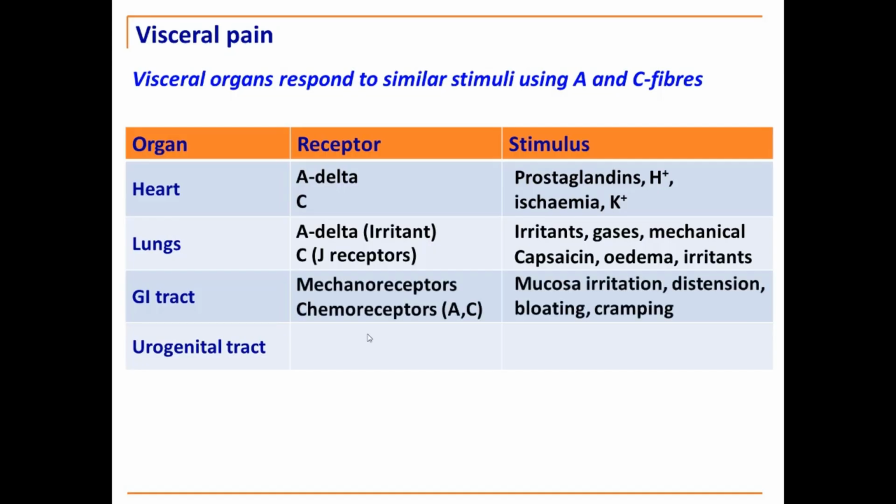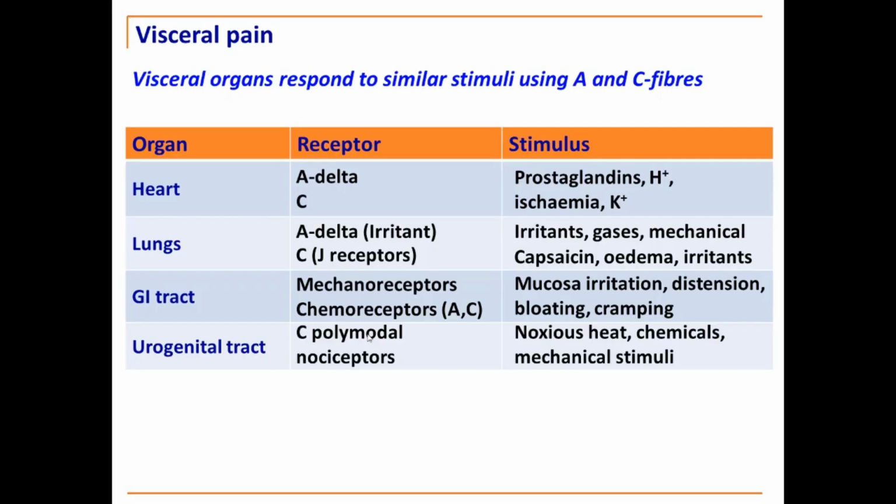Then we've got the GI tract. We've got mechanoreceptors and chemoreceptors, both A and C fibers, and they respond to things like mucosal irritation, distension, bloating, cramping, as well as powerful contractions and impact, appendicitis. There are lots and lots of things that they can respond to. The GI is interesting, and it does have rapidly adapting and slowly adapting mechanoreceptors, as well as those A delta and C fibers. And then we've got the urogenital tract, where we've got the C polymodal nociceptors, which respond to noxious heat, chemicals and mechanical stimuli, for example.